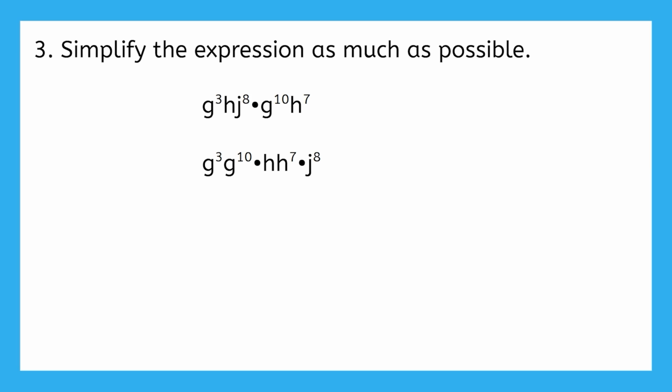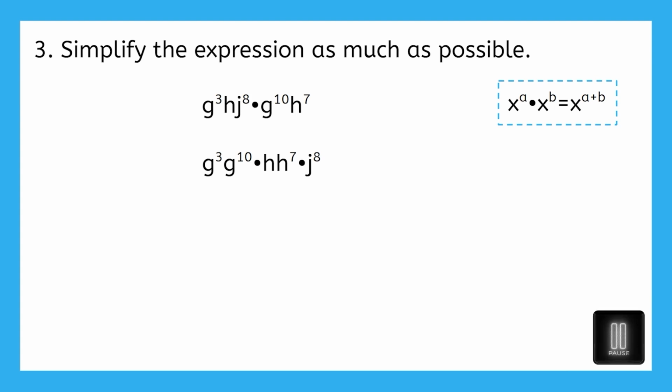Remember, because multiplication is commutative, if your g or h components are in the opposite order from mine, that is totally okay. It still means the same thing. Go ahead and use the product of powers property to simplify and combine as much as possible here. Don't forget that you can always expand everything if you want to check your work.